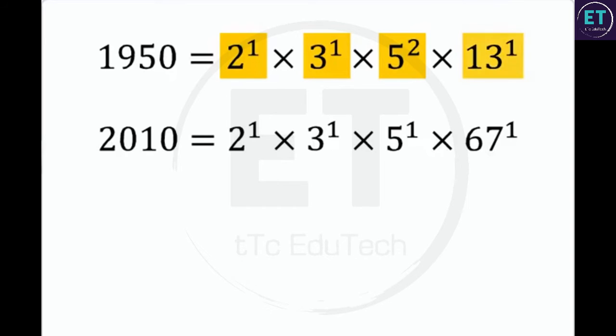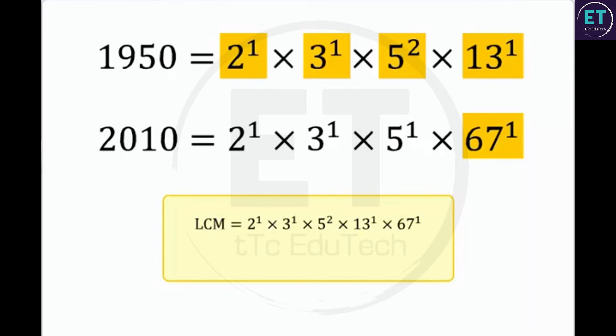The remaining prime factors 13 and 67 in the prime factorization of the two numbers appear in the power of 1 in the LCM. Thus, the LCM of the given numbers is 2 into 3 into 5 square into 13 into 67 or 1,30,650.